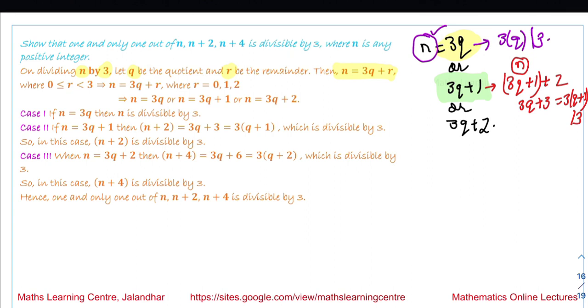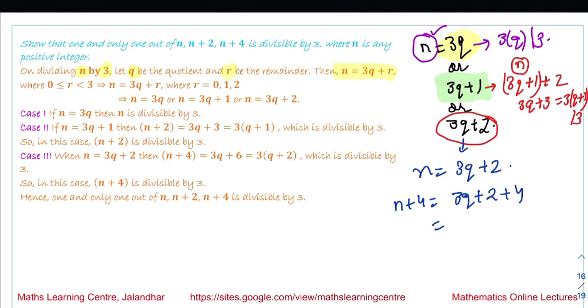In the third case I am talking about 3q plus 2, that is n is equal to 3q plus 2. I am talking about n plus 4, that is equal to 3q plus 2 plus 4, so that is equal to 3q plus 6. 3 is common, we are left with q plus 2, and this number is divisible by 3.